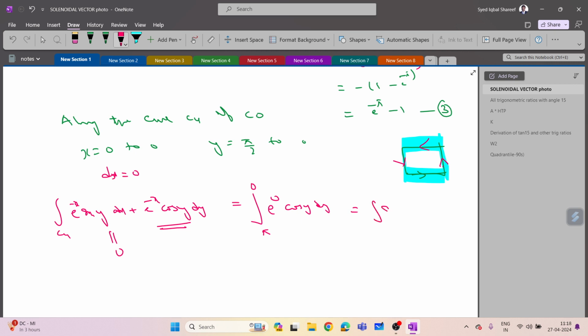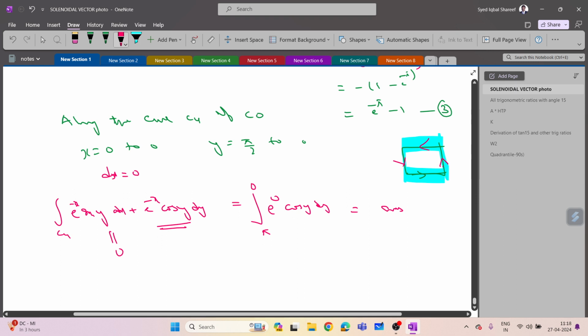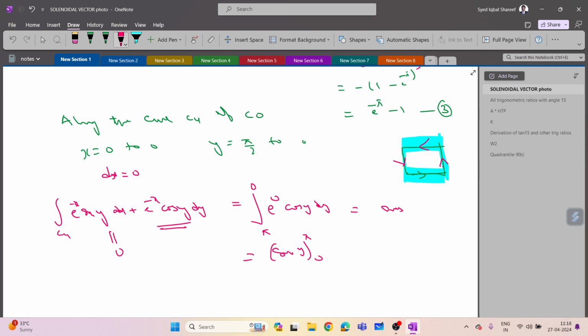Integration of cos y is sin y. So sin y, pi to 0, not 0 to pi. You see, sin 0 minus sin pi by 2, not pi, sorry sir. Pi by 2 to 0. So sin 0 minus sin pi by 2. Sin pi by 2 is sin 90 is 1, 0 minus 1. So this is equal to minus 1.